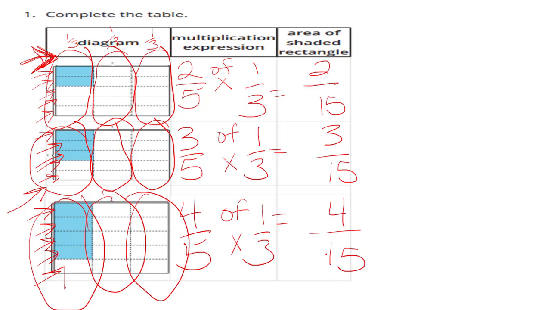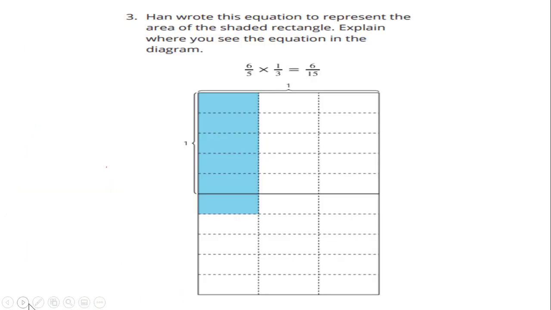So what patterns do we notice in this table here? Well, as you go down the column of diagrams, there's an additional shaded rectangle. Here we have 2/5, here we have 3/5, and here we have 4/5. So we're shading another each time. And in all of the diagrams, we see that we have 1/3 because each whole is divided into 3 sections. Okay, let's look at our problem here. Han wrote this equation to represent the area of the shaded rectangle. We're going to explain where you see the equation in the diagram.